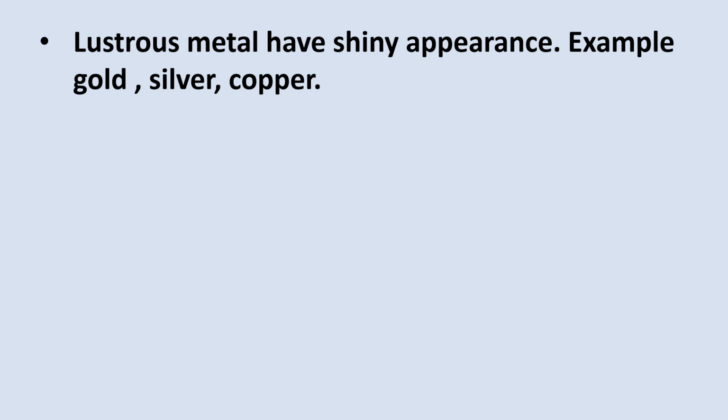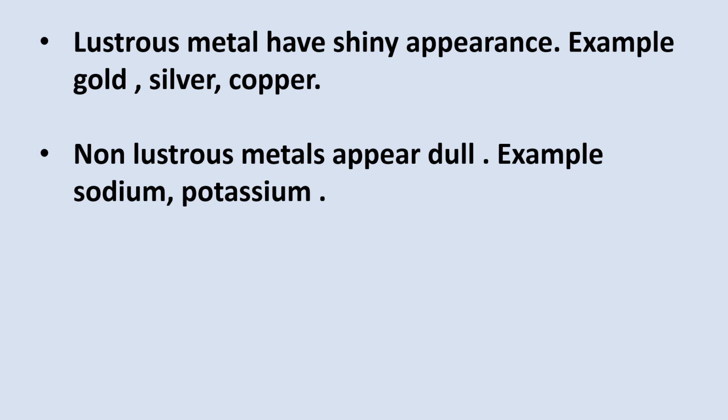Lustrous metals have a shiny appearance. Examples are gold, silver and copper. Lustrous means the metals which have a shiny appearance, which look shiny. For example, gold, silver and copper, which are used to make jewelry also. Then non-lustrous metal means non-shiny metals. They appear dull because they don't have a shiny appearance. Examples are sodium and potassium.